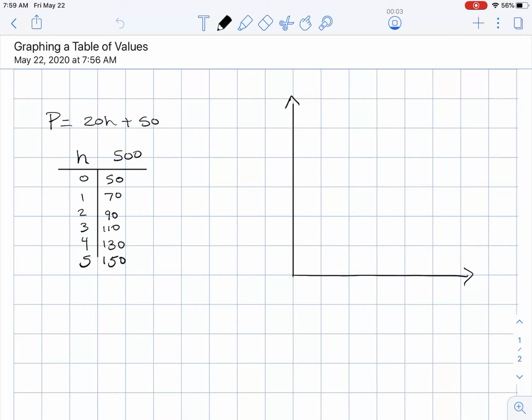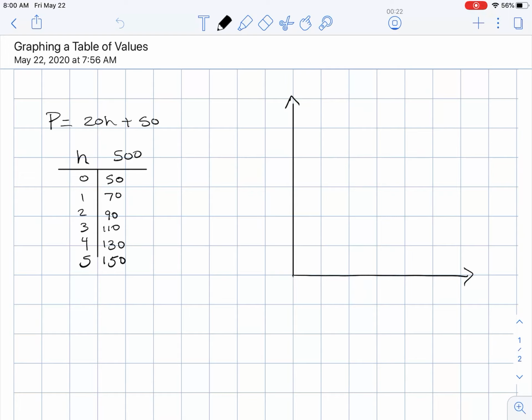Okay, in the last video, we looked at how to create a table of values and we looked at two equations. So in this video, we're going to look at how to graph from a table of values. We're going to use the same two equations from the last video, so you can look at the last video, create a table of values if you need to.